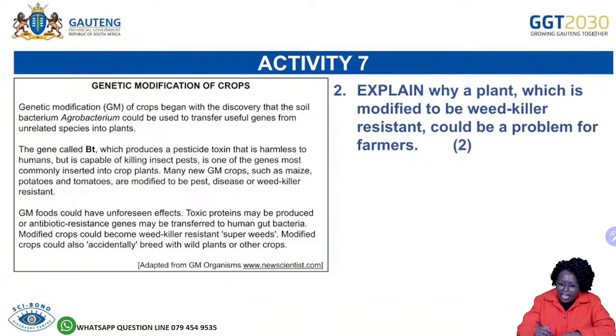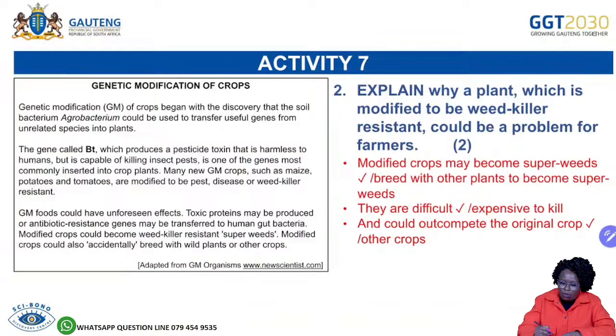Question 2. Explain why a plant which is modified to be weed killer resistant could be a problem for farmers. Why? Because modified crops may become super weeds. Super weeds, there's nothing that you can do to get rid of them. It's a stress to really try to fight super weeds and breed with other plants to become super weeds. They are difficult or expensive to kill and could outcompete the original crop. So the indigenous crops can be outcompeted by those ones that we thought were trying to come up with a good solution.